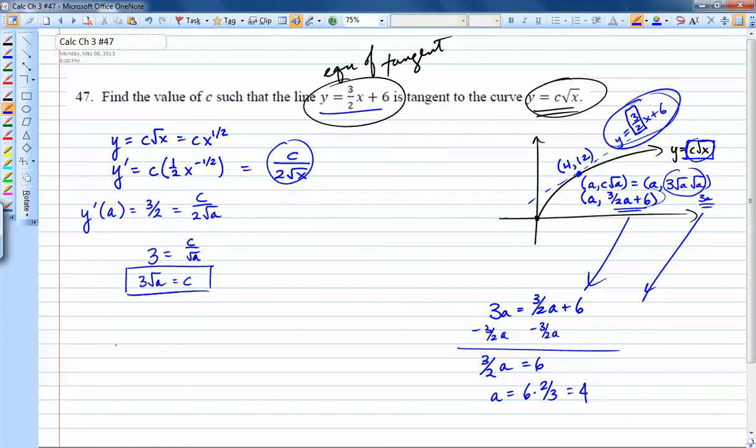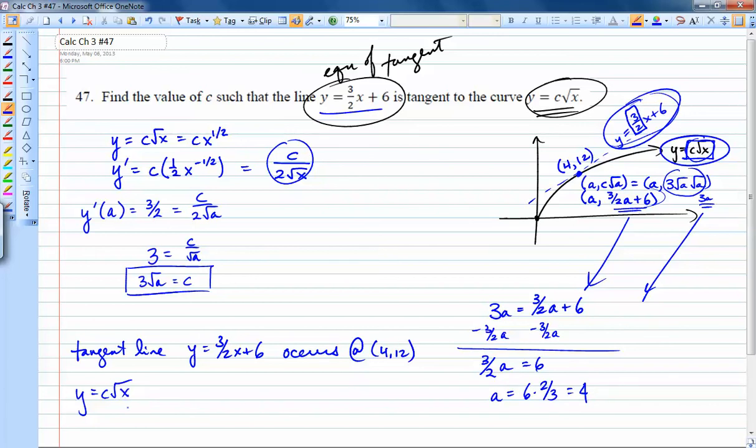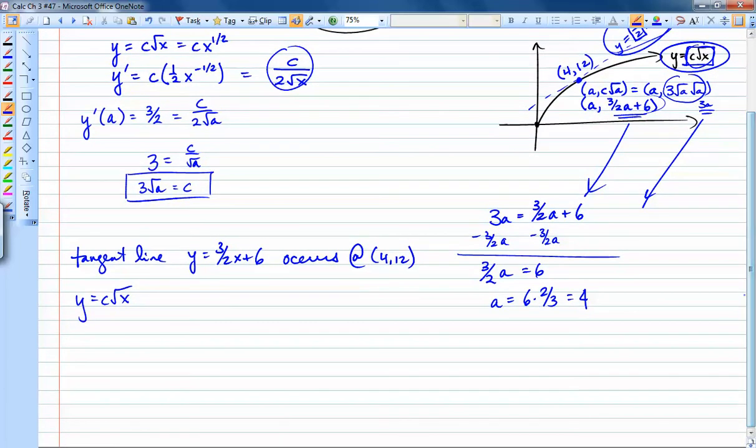Okay, so tangent line y equals 3 over 2x plus 6 occurs at 4 comma 12. Okay, well I need c. So I also know that (4, 12) has to work in my original equation. So y equals c root x, I should be able to plug in 4 for the x and 12 for the y and solve for c. So 12 equals c root 4, which is 2c. So therefore c ends up having to be 6.